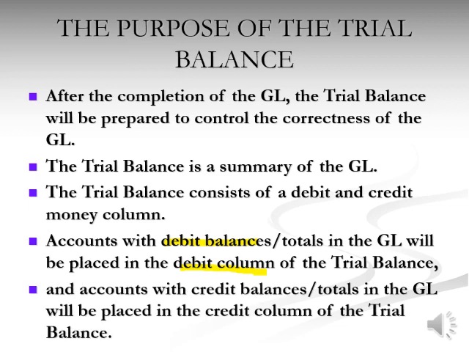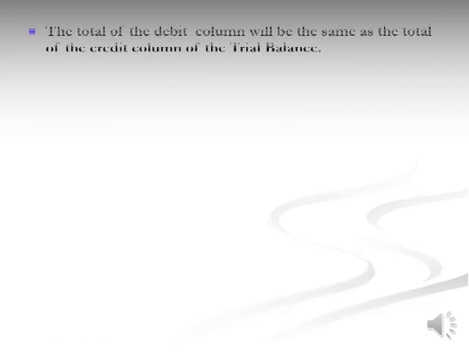Point number two, accounts which have got credit balances or totals in the general ledger will be placed also in the credit column when you go to your trial balance. So these are two important things that you must know on how we use these two money columns, the debit and the credit. An account which has got a debit balance is put in the debit column. An account with a credit balance is put in the credit column. That is how you record your information in your trial balance.